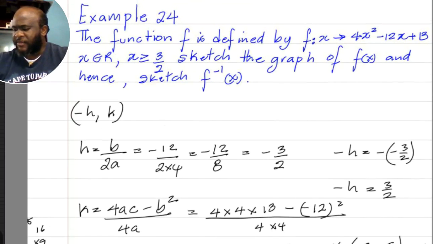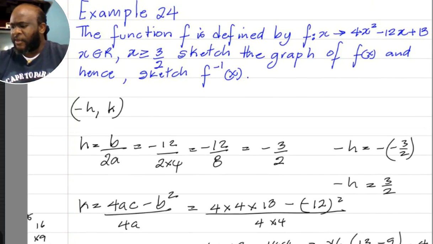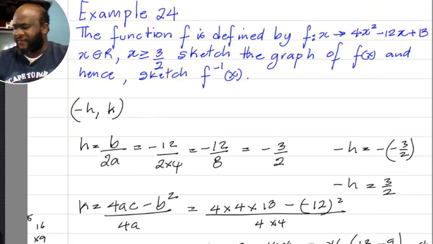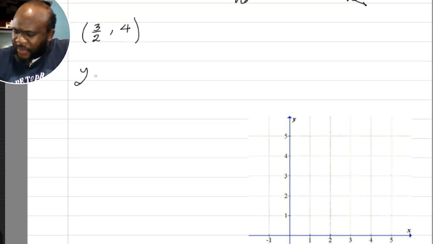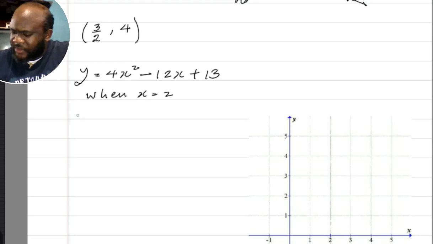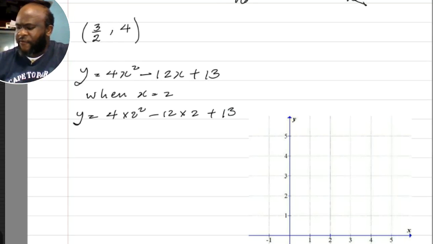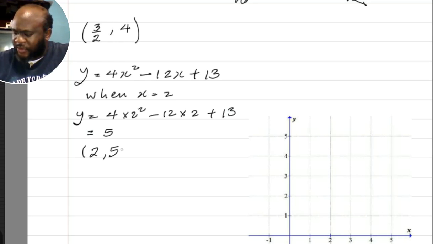I can easily show that when x is 2, I think y is 5. When x is 2, y is 5, I can easily show that. So if I wanted to, I have y is equal to 4x squared minus 12x plus 13. Now, when x is equal to 2, I just need another extra point. This is 4 times 2 squared minus 12 times 2 plus 13. 4 fours is 16. 16 plus 13 is 29. 29 minus 24 is 5. So 2, 5 is one point on the graph of the function.